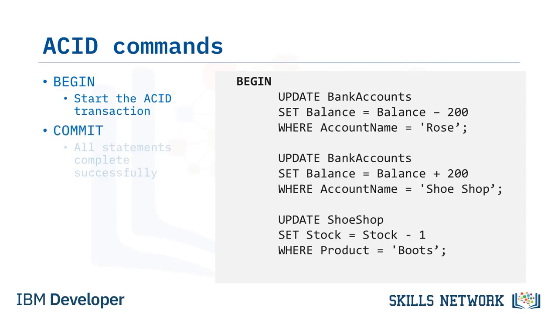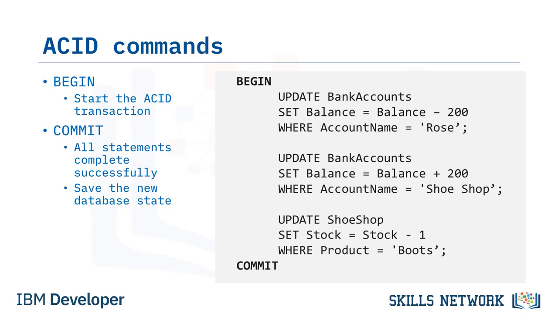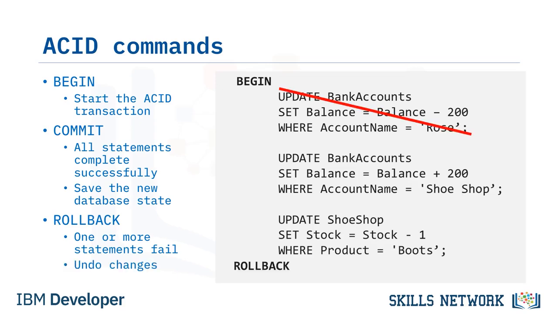If all the commands complete successfully, issue a commit command to save everything in the database to a consistent, stable state. If any of the commands fail, perhaps Rose's account does not have enough money to make the payment, you can issue a rollback command to undo all the changes and leave the database in its previously consistent stable state.